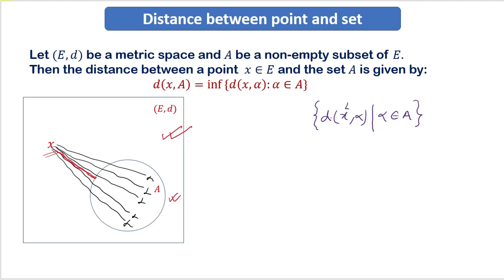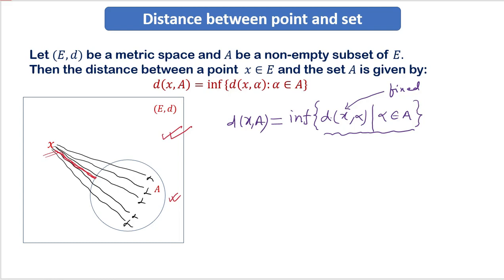Be careful that the point X is a fixed point of the set E, in fact the metric space E, and alpha is a point which is varying on the set A. Now we are seeing the distance of X from the set A, or the distance of the set from the point X, as the least possible distance, and you know that if this set of d(x, alpha) contains a least element, then that is going to be the distance from X to A. Otherwise, since you can have an infinite number of members in this set, we can take the infimum as the least of all the distances, and this infimum is going to be d(x, A).